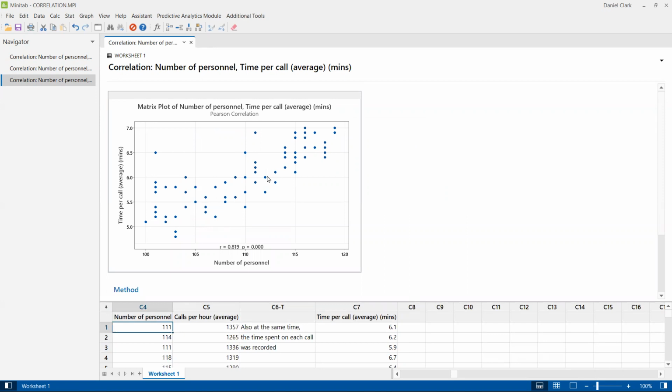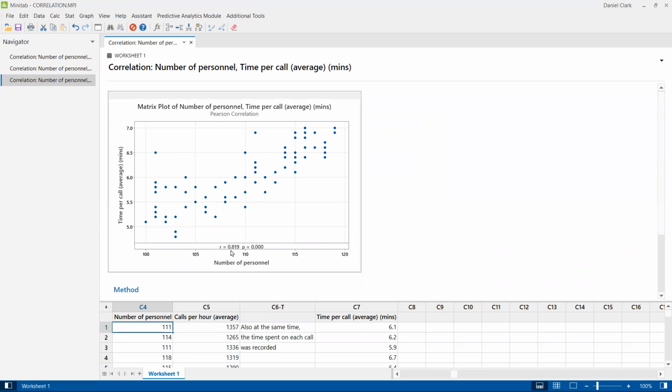You can see this isn't as tight, is it? But there's a general upward slope to this. As the number of personnel increases, generally the time per call seems to increase as well. My p-value is 0.00. Again, it's a very low p-value, so I can, with confidence, reject the null hypothesis that said there was no relationship between the X and the Y.